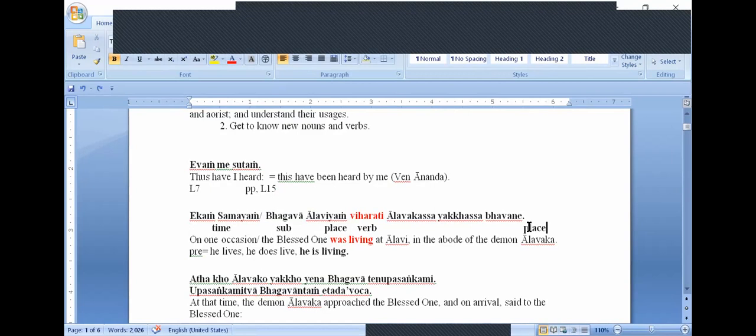On one occasion, the blessed one was living in Alavi. And this Alavi is a place here, in the abode of the demon Alavaka. So this you see in the lesson one, all right? Present tense.